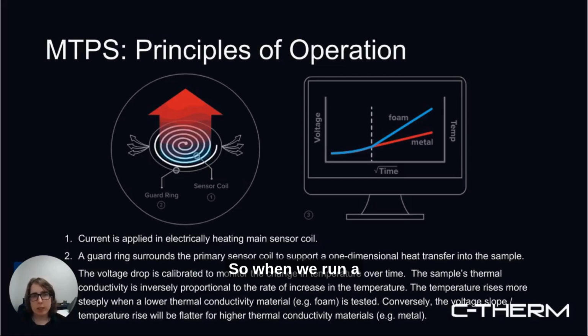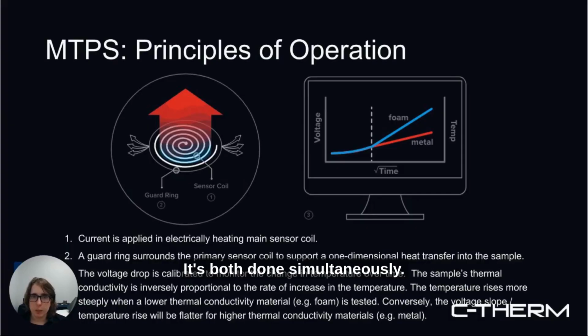So when we run a test with a modified transient plane source sensor, what we'll do is we'll fire that sensor spiral I pointed out previously at the same time as we fire a heat pulse to the guard heater on the outside, the guard ring. So those two electrical traces both heat at the same time.